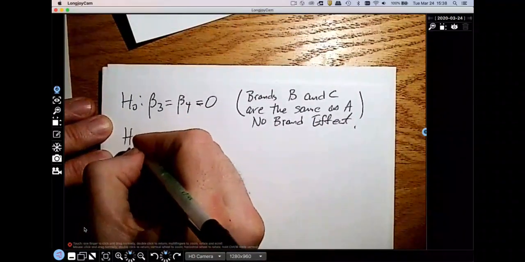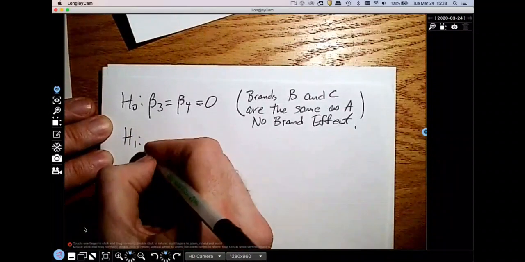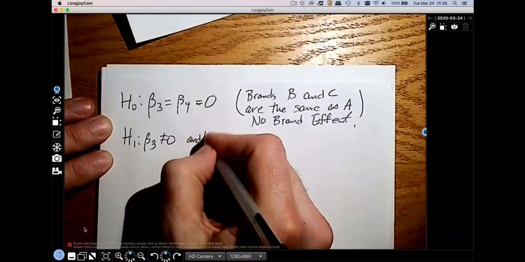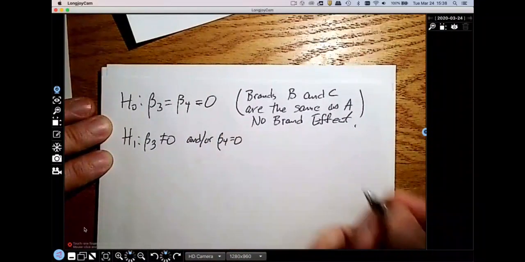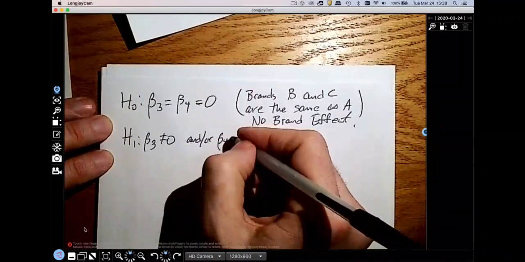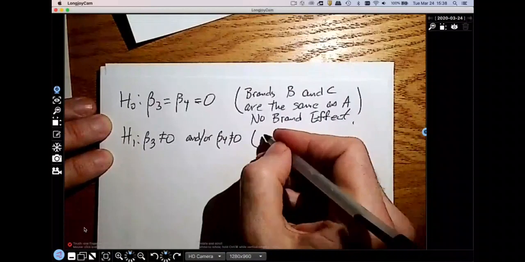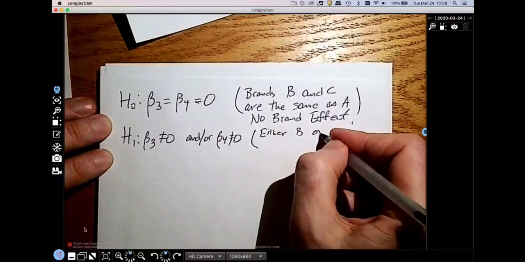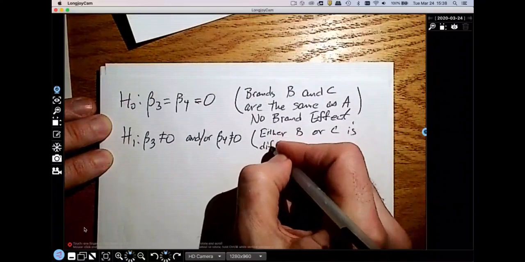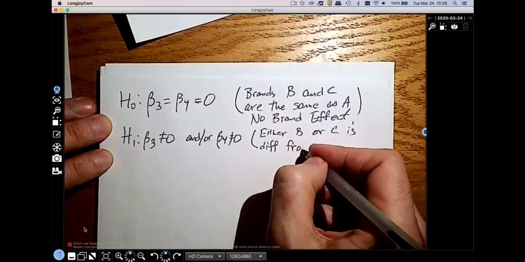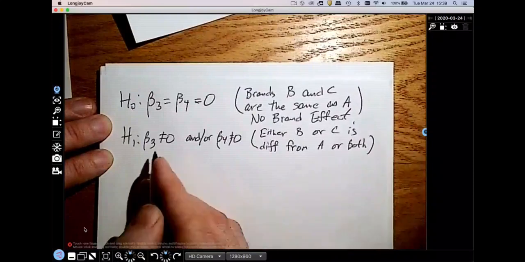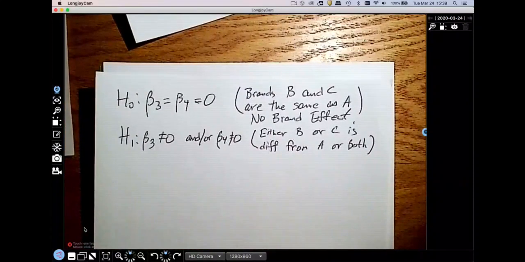The alternative is that at least one of these is non-zero, so you could say beta 3 is non-zero, and or beta 4 is non-zero, which means in English, either B or C is different from A, or both. Both could be different. If both of these are non-zero, that means they're both different from A. If only one of them is non-zero, then one of them is different from A.